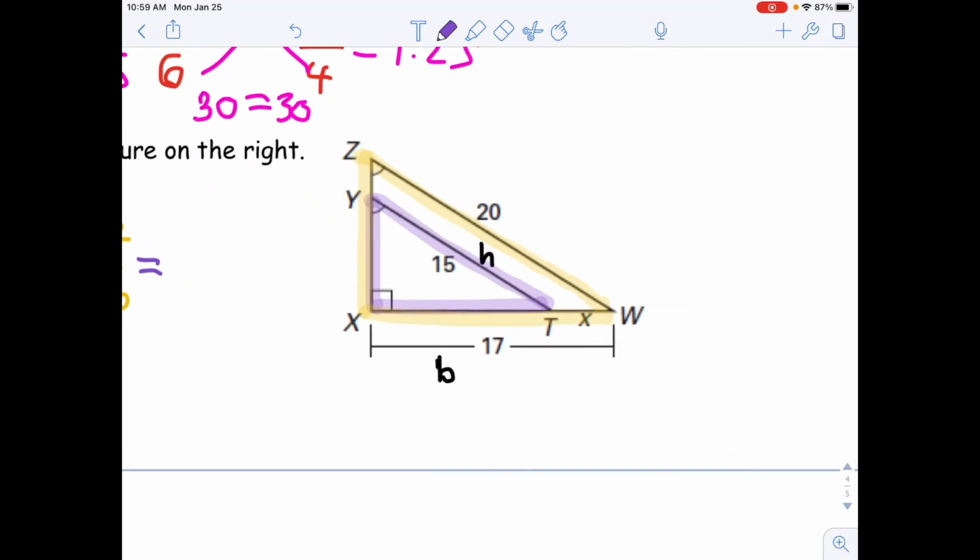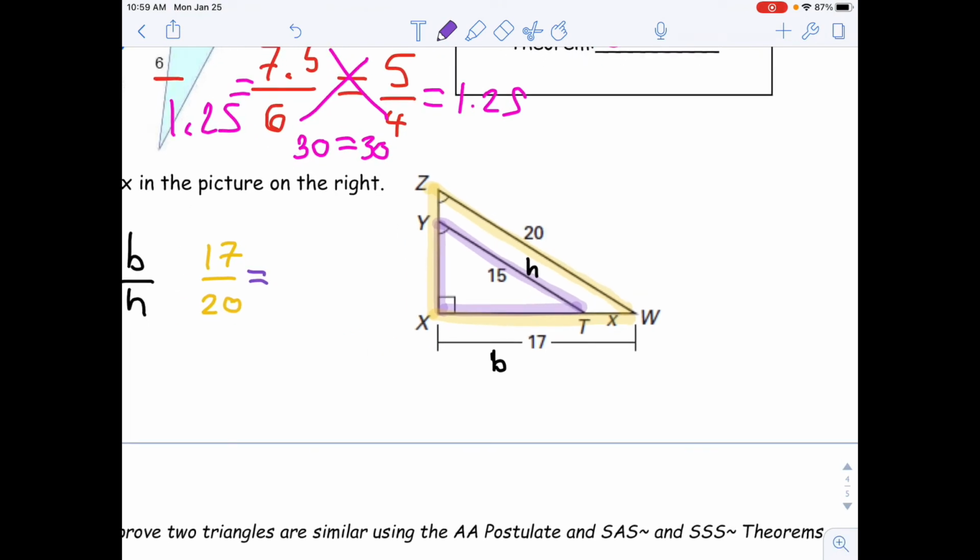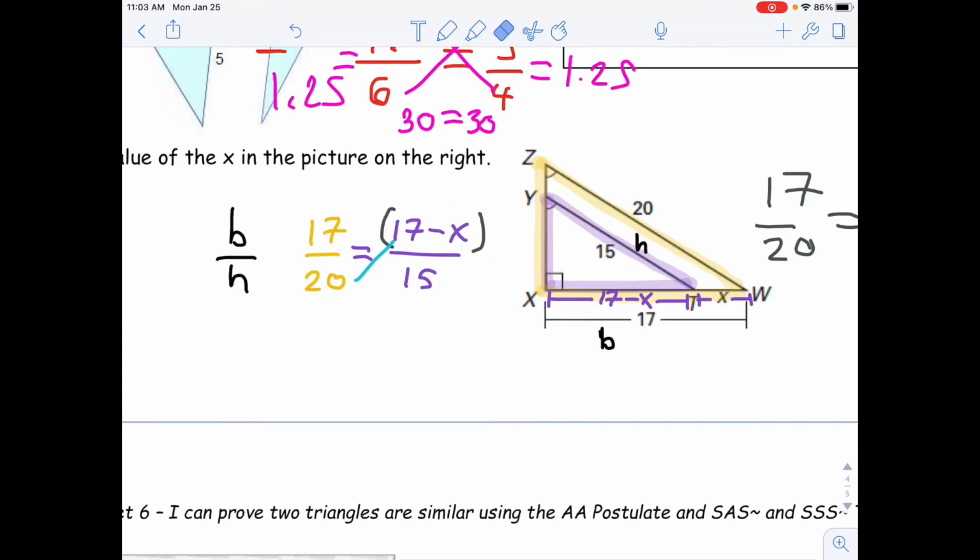What about this purple triangle? Well, the base, this is when I run into some issues. What's the base of this? There's a couple ways I can do this. The base of this, though, is 17 minus x. If the whole thing's 17, this portion's x. The purple base is 17 minus x over the hypotenuse, which is 15. And remember, before I cross multiply, I like to put parentheses around.